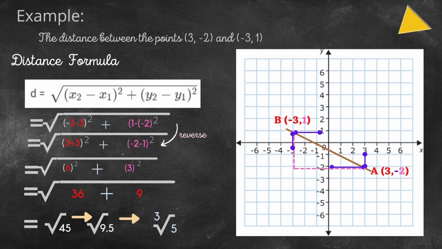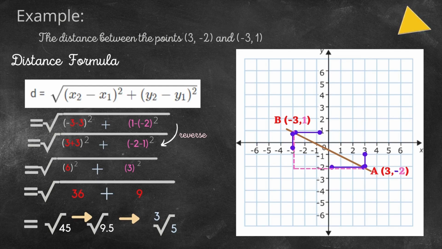Before that, you have to plug in the numbers using the distance formula, which is D is equal to x sub 2 minus x sub 1 squared plus y sub 2 minus y sub 1 squared. So here, if we plug in, x sub 2 is -3, and then minus 3 squared plus y sub 2, which is 1 minus -2 squared.